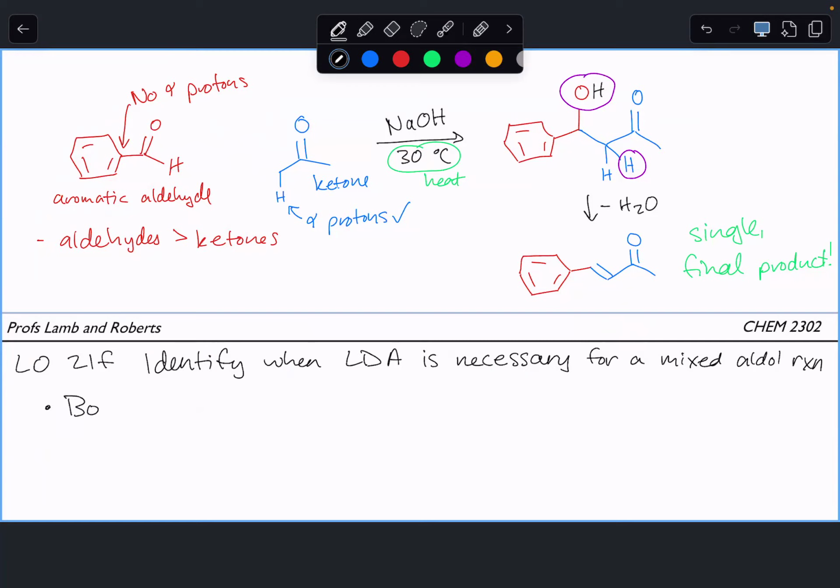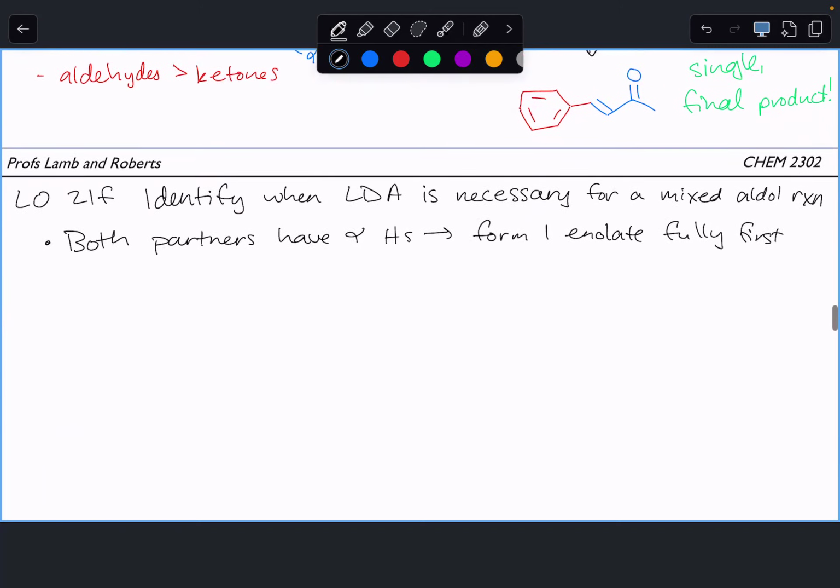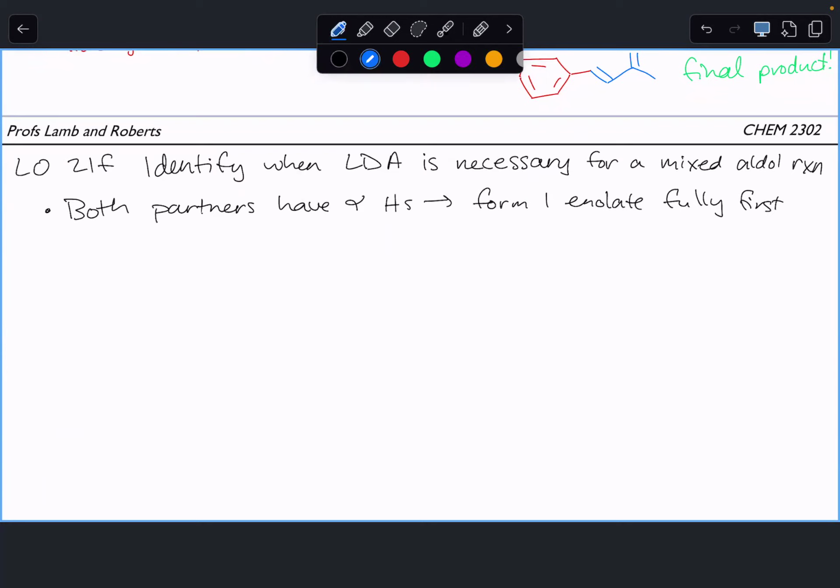Okay, so it's when both partners have alpha protons. We want to form one enolate fully first, right? Because remember, we're using hydroxide as the base. We're forming a little bit of the enolate, and then that pushes the equilibrium forward by doing the reaction, but it's all in equilibrium. When we're using LDA, it is not in equilibrium. It is very much an irreversible reaction, so we can actually do it stepwise. So let me give you an example.